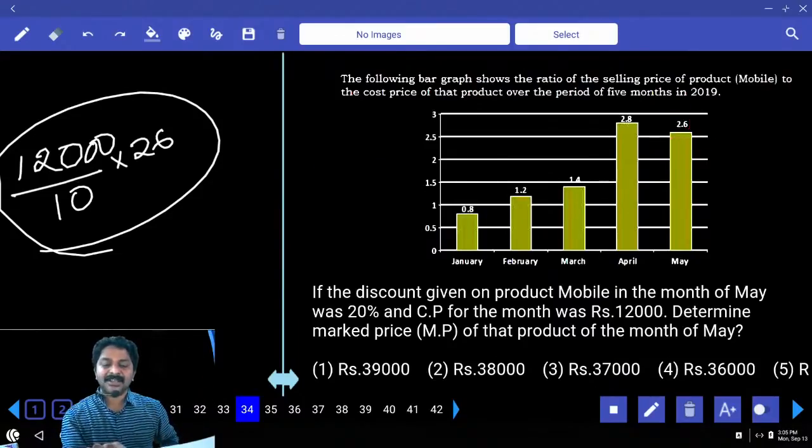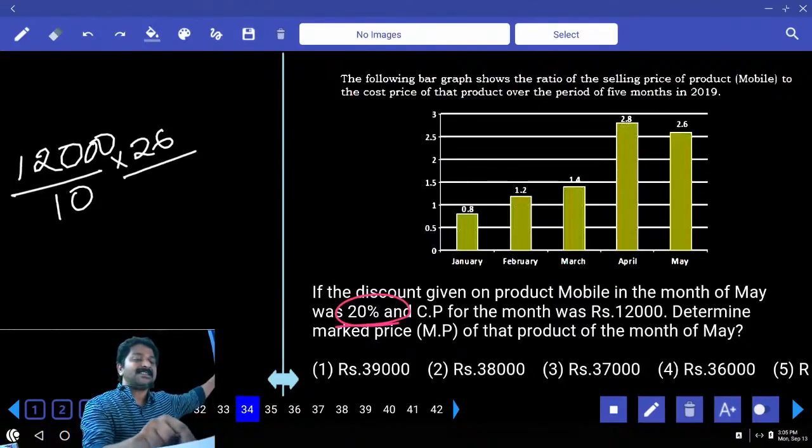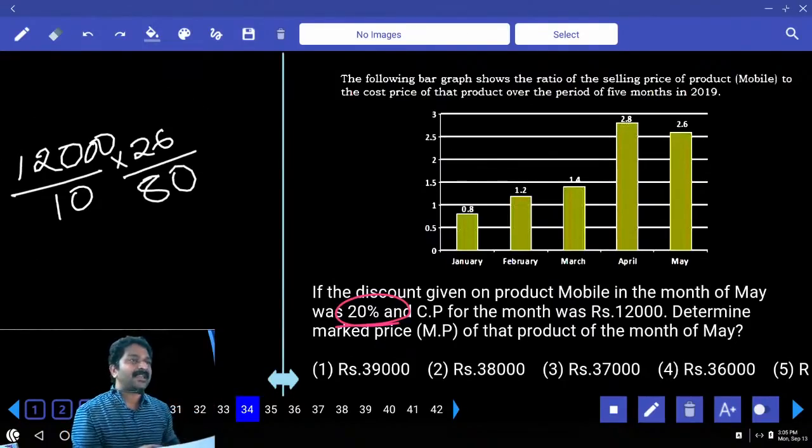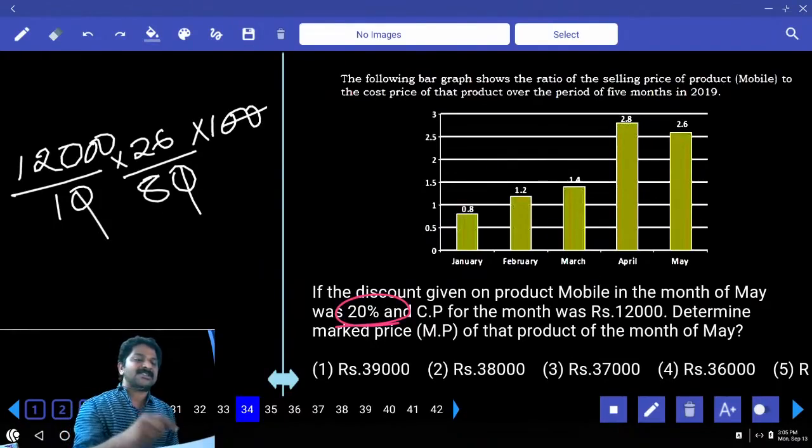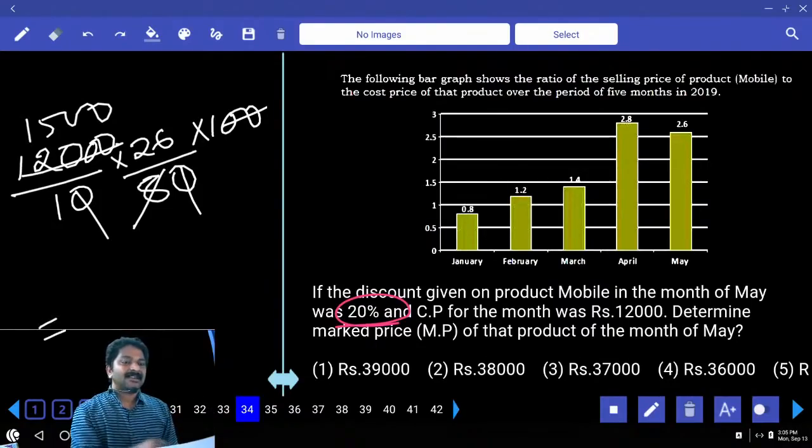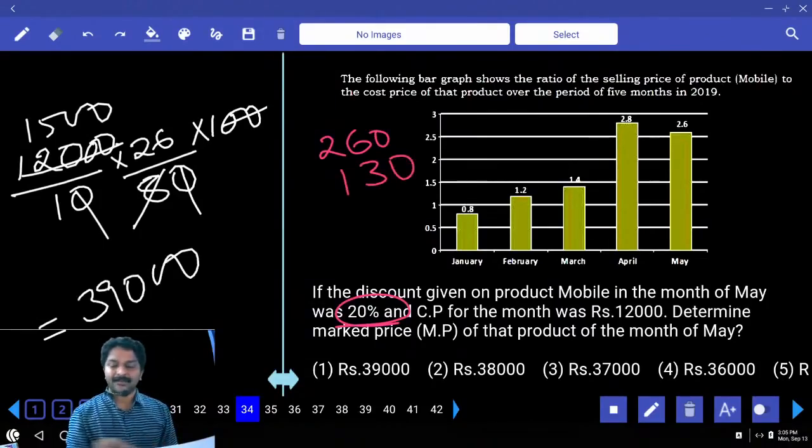And how much discount is offered? When there is 20% discount, selling price becomes 80%, which is equal to this much. 1% is this by 80, and we want to calculate market price, that is equal to this into 100. Is this clear? 2 zeros cancel. 8 1500 times into 26. 26 15 times, 26 10 times, and 26 5 times, 390. After that you need to have 2 more zeros, 39,000, first option, final answer.